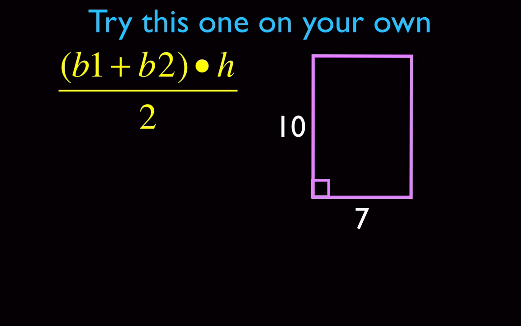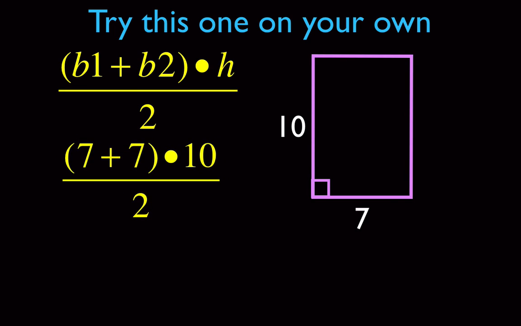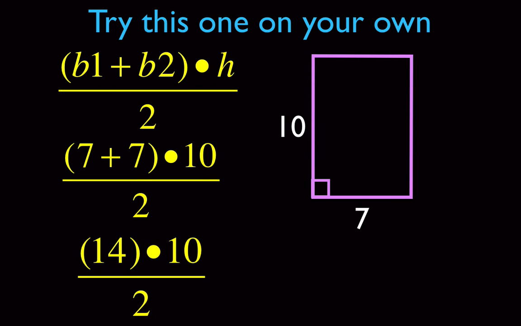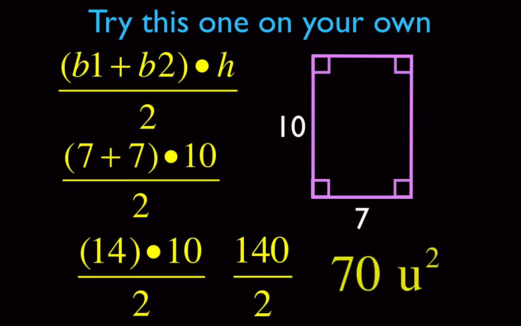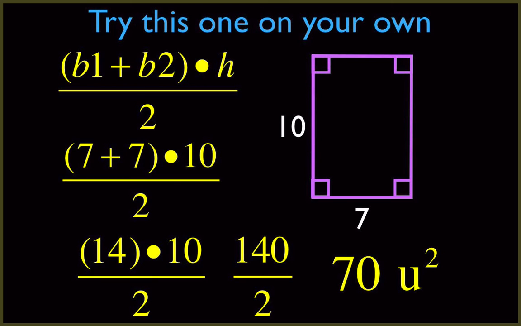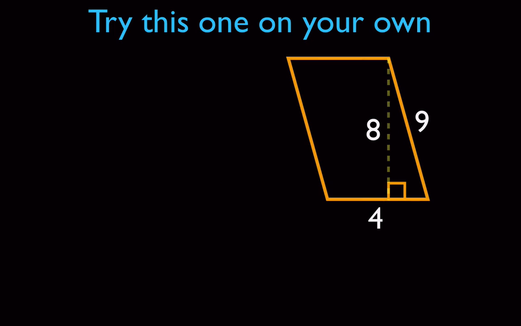Alright, so what we're going to go ahead and do is use our bases, which are both 7. The height is 10. And that's going to give you 140 divided by 2, which is 70 units squared. Again, as a habit, go ahead and write that 70 units squared inside here. Alright, so we're going to try another one, this time with a parallelogram. I did put that 9 in there as well. So go ahead and start the problem. Hit pause. Hit play when you think you have your answer.